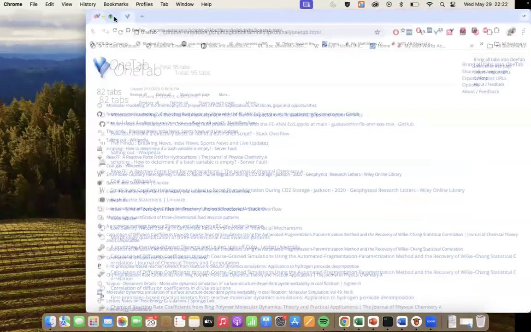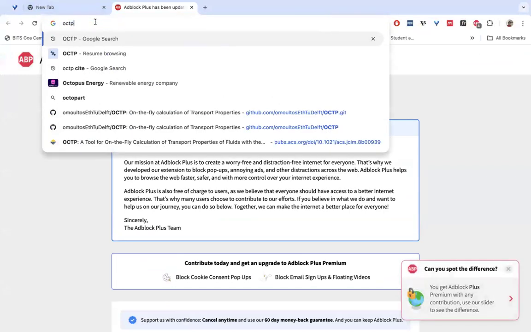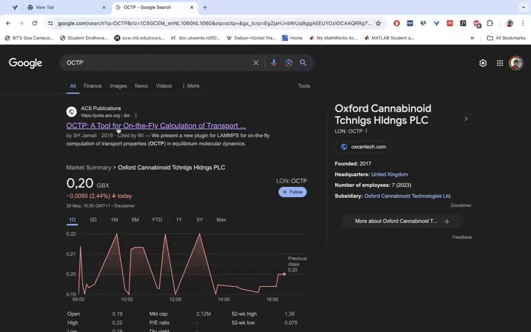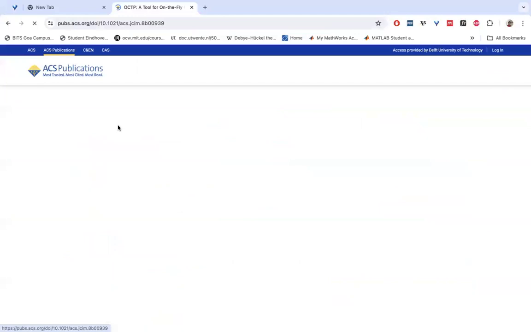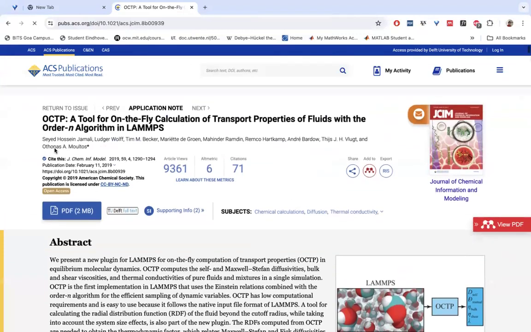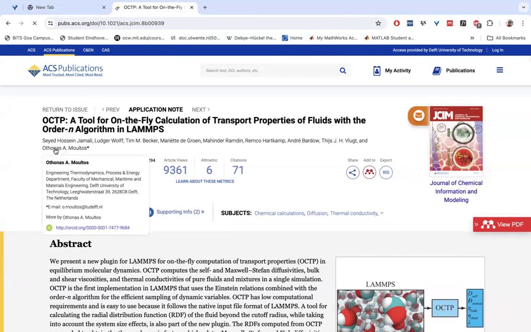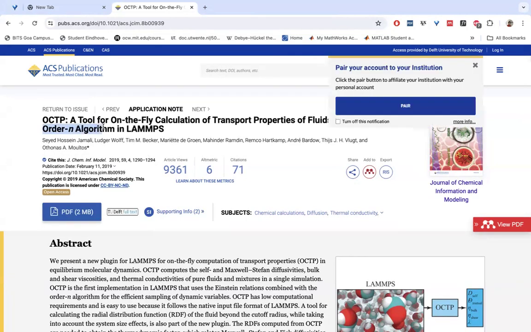I will open the browser and type OCTP. Since I have already browsed this many times, it shows up as the first link on my browser. So this is the article in which the OCTP module was developed specifically for the calculation of transport properties using the order n algorithm.